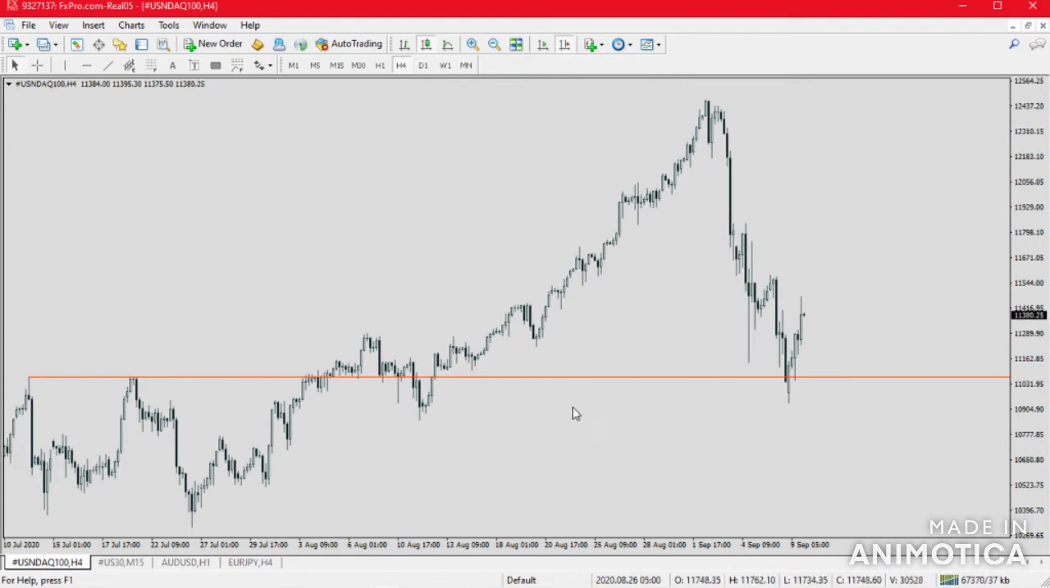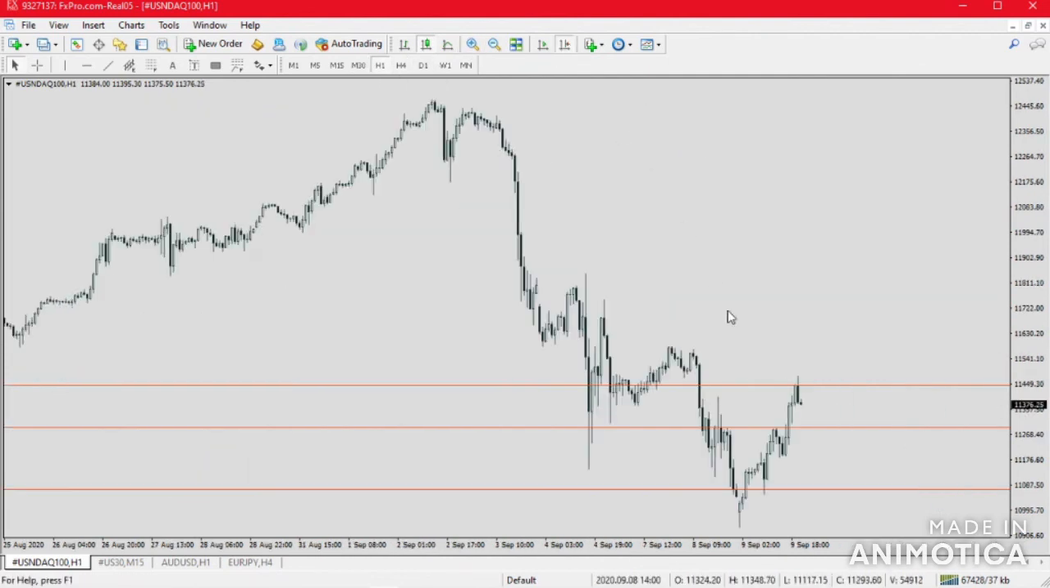Let's mark out this high right here, and this high right here. What I like to do is mark out the previous highs that Nasdaq made for future movement. This is on the 4-hour time frame. Let's go down to the 1 hour. As you can see, sellers are still in control, but what we do have here is this broken trend line right here.